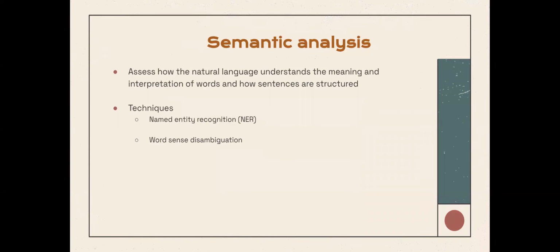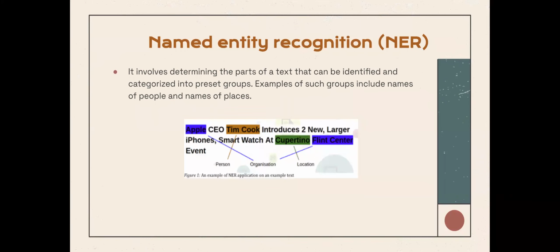The next part of this is semantic analysis, which understands the meaning and interpretation of the words and how the sentence is structured. The two main techniques that we look at are named entity recognition and word sense disambiguation. Named entity recognition is, in this example over here, Apple does not mean a fruit but a company, and Tim Cook doesn't mean Tim is cooking something, but it's a person. These named entity recognitions have to be already taught to the machine learning system so that it knows what to look out for the next time it's seeing something.